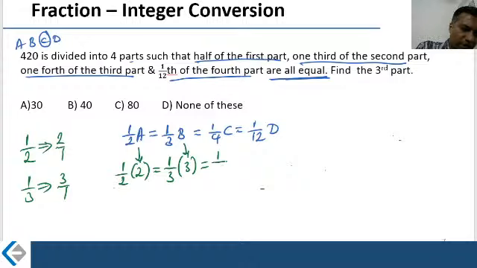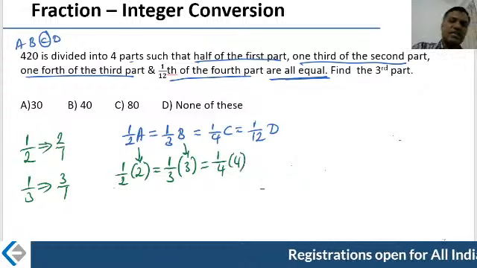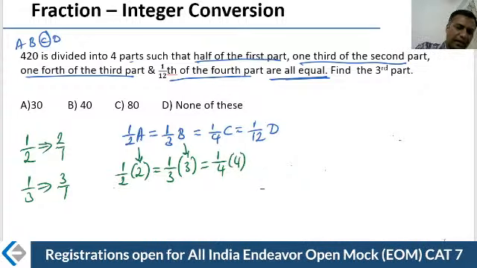All right, now C. How do I write for C? 1/4 times 4. Just write the inverse of 1/4, friends. That's what I'm trying to tell you. Which also should be equal to 1/12 times 12.